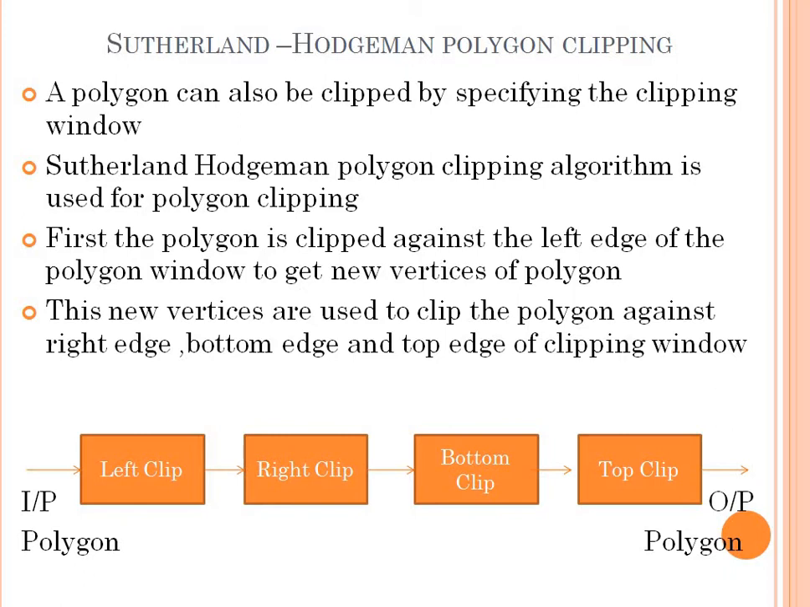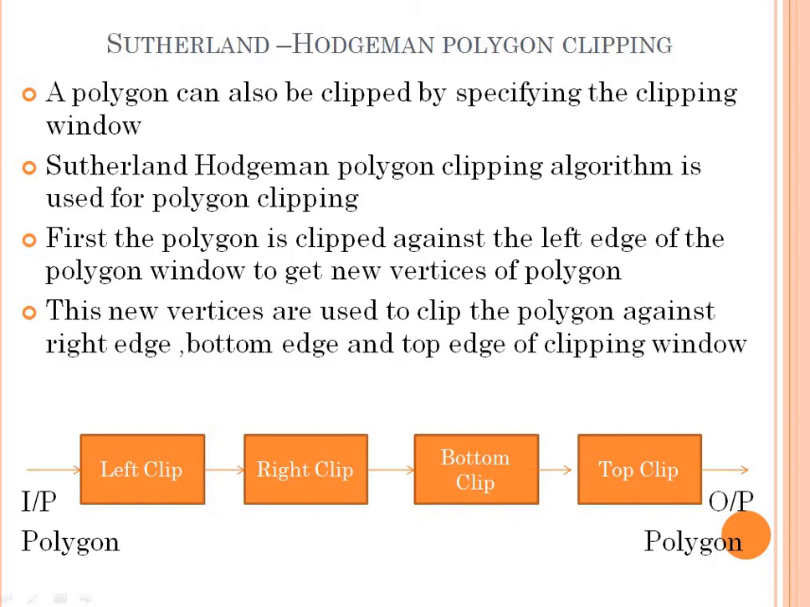Basically, clipping means removing the portions that are outside the window. In polygon clipping, our object is a polygon, so we are removing the parts of the polygon that are outside the window, using the Sutherland-Hodgman polygon clipping algorithm. We perform clipping with respect to the top, bottom, left and right. Here the order is not important. We can perform all these clips in any order with respect to the boundary of the clip window.